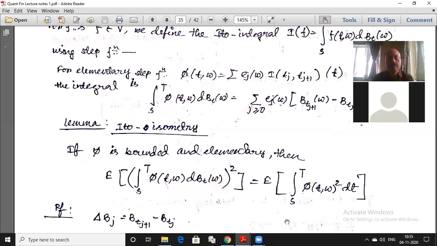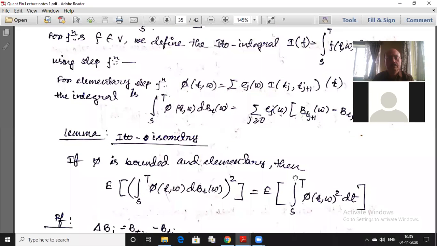The first result we established was the Ito isometry. Ito isometry is essentially a conversion from an expectation of a dV integral to a dt integral that takes care of the variance.